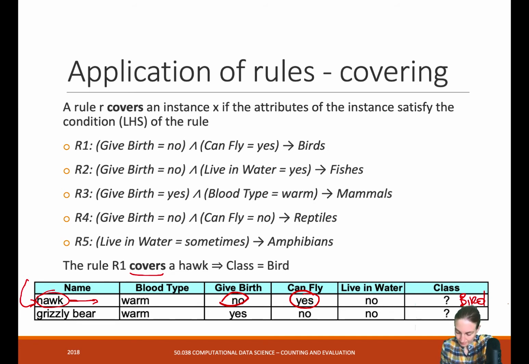Grizzly bear. What rule covers grizzly bear? I think that rule 3 covers grizzly bear because the blood type, gives birth, yes. Blood type is warm, yes. So it is a mammal. So this is the concept of covering.